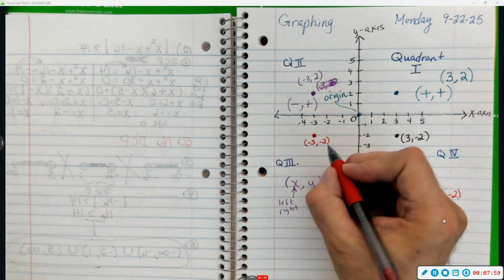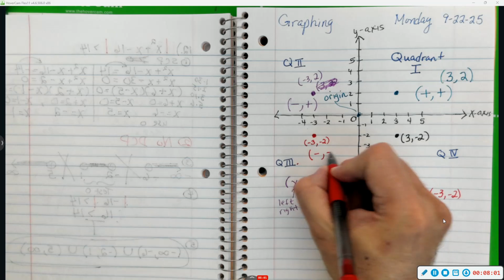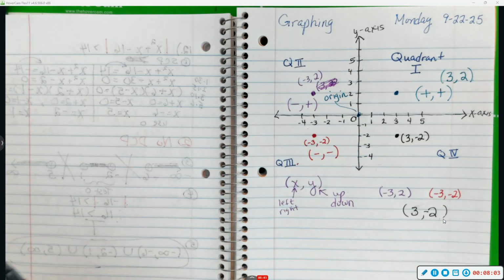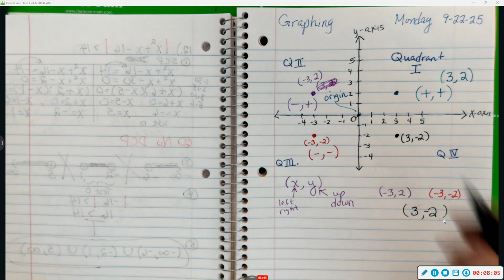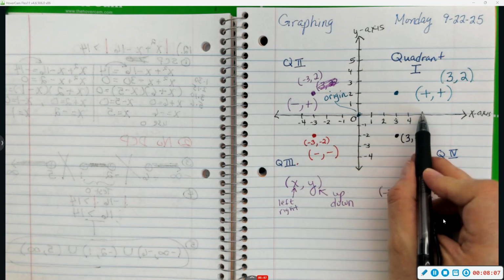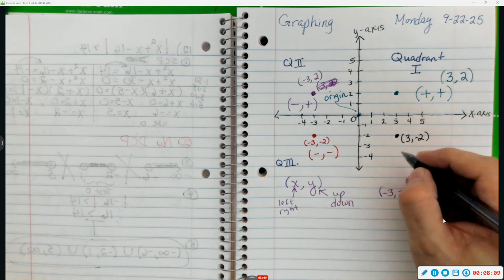Negative, negative. The x's are negative and the y's are negative. And in quadrant 4, x's are positive, y's are negative.